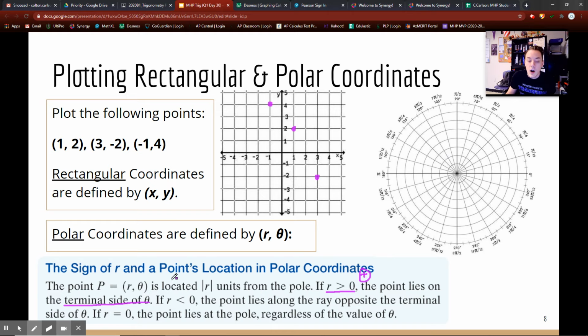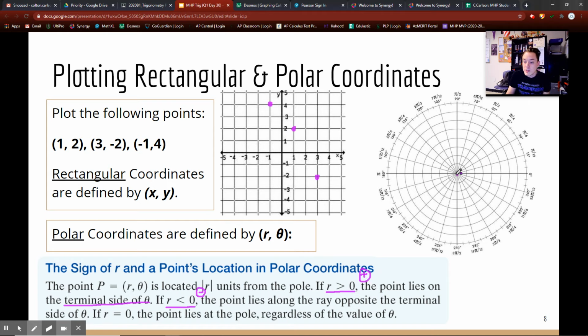Okay, if R is less than 0, not greater than 0, that means it's negative, of course, and then that means that the point lies along the ray opposite. So the ray, remember a ray is like this, this is technically a vector, and we're going to explain that more next week, but that's what a ray looks like. It's going to lie on the ray opposite of the terminal side of theta.